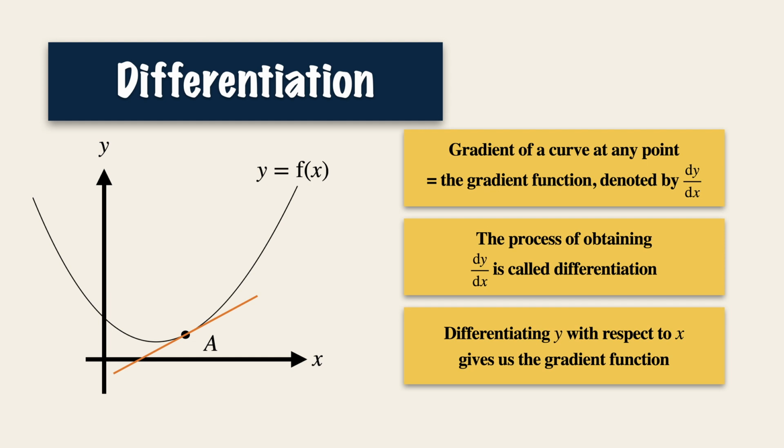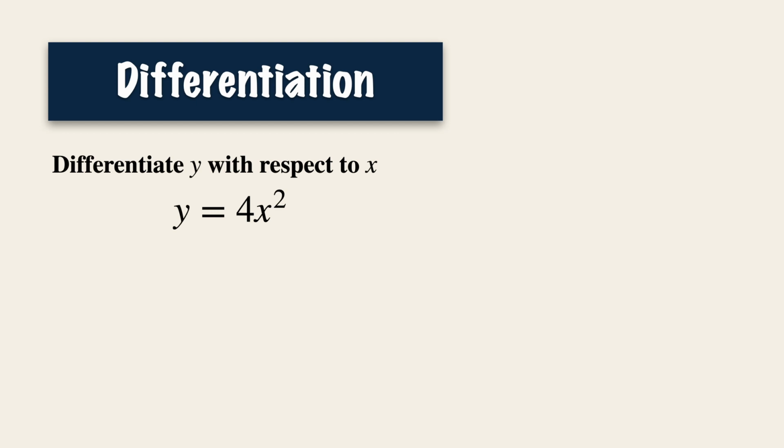So how do we differentiate a particular function? Let's take a look at an example over here. We are going to differentiate y with respect to x. y is equal to 4x squared. So what we can do is to introduce this term, dy over dx. It means that we are differentiating y with respect to x.